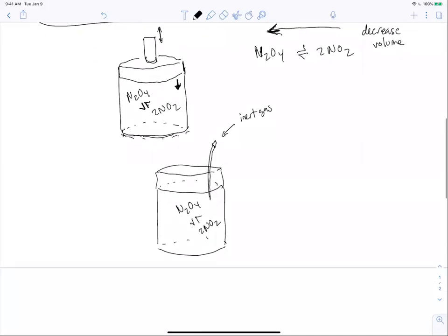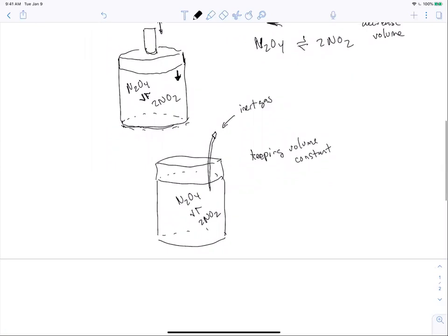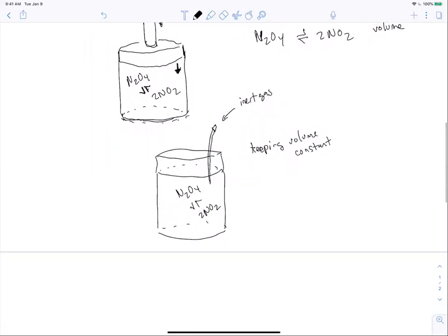So now I'm keeping the volume. Yeah, decreasing the volume increases the pressure. So in the situation we're looking at now, we're keeping volume constant. So if the volume is constant and we're pumping inert gas in, we're increasing pressure.